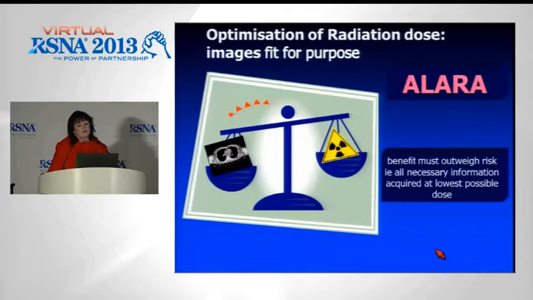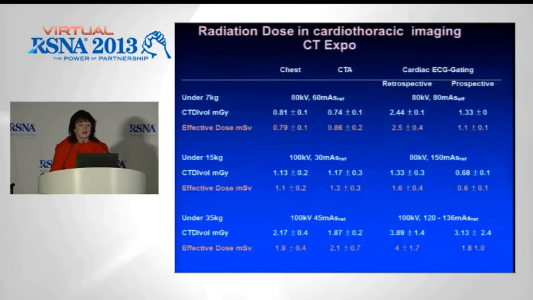So how do we scan? Well, we have to optimize the radiation dose, but we have to get images which are diagnostic. There's no point in doing images which are so low dose, so noisy, you don't get the information. Very important to think about that. Fit for purpose. And the benefits of the test must outweigh the risk of the test.